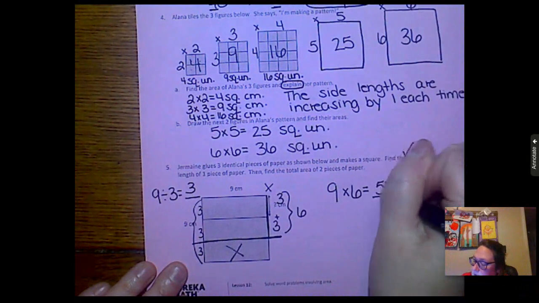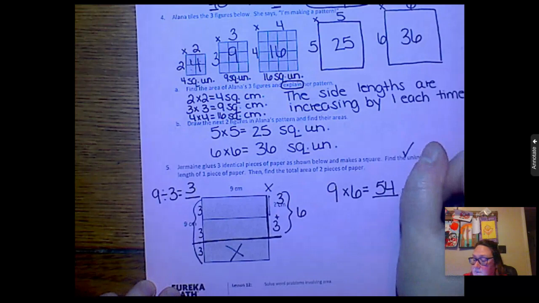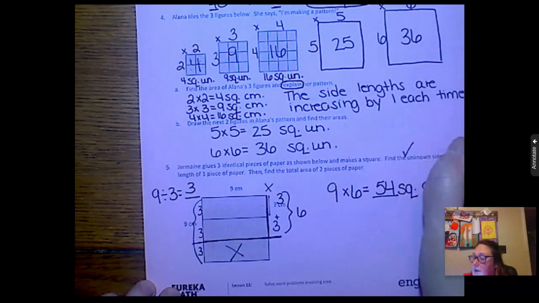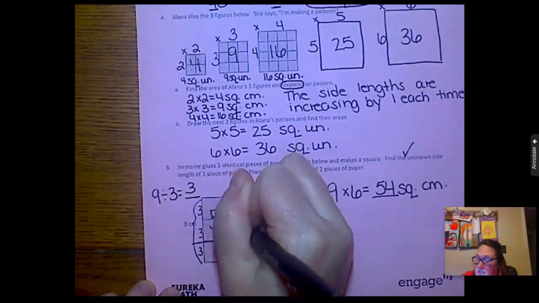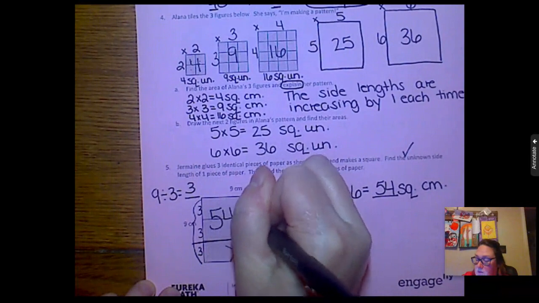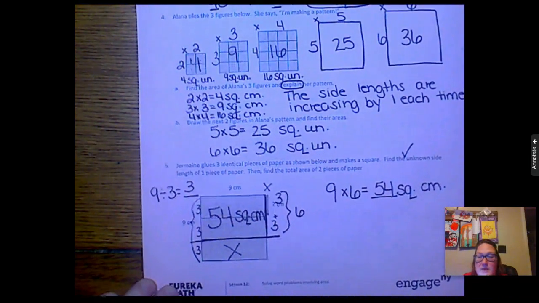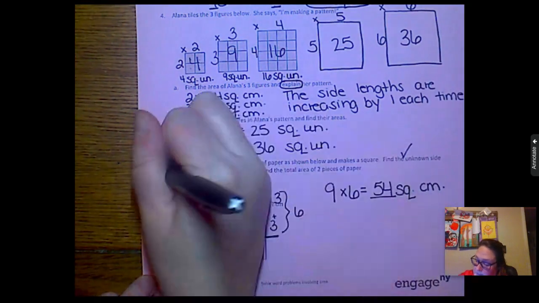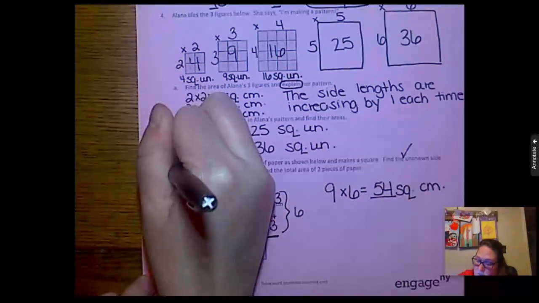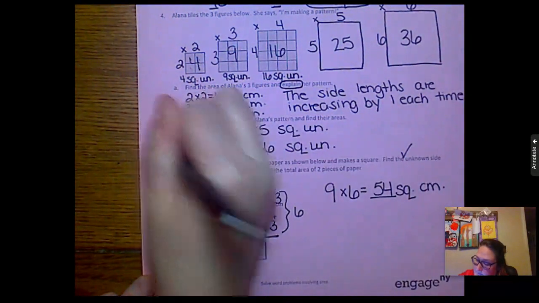54. So 54 what? Do I just leave it at 54? I've got to label. So 54 square centimeters. So these 2 parts right here are 54 square centimeters. Does that make sense? Okay. So we can think of this again. This would be like an RDWW, right? Sometimes we just go in autopilot that we don't even mark it. We just do it.